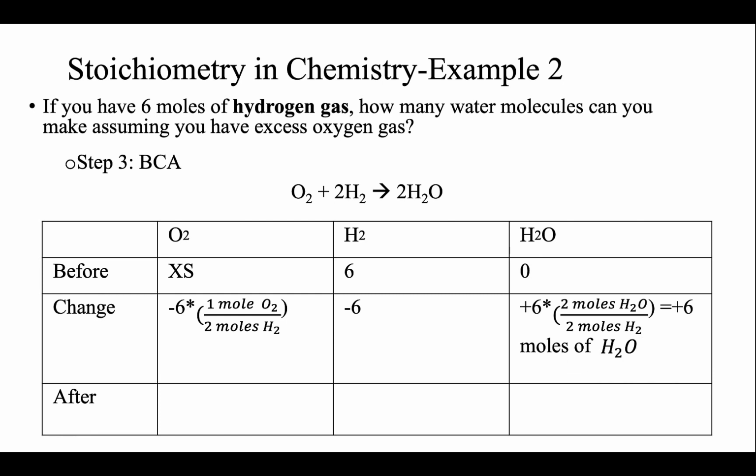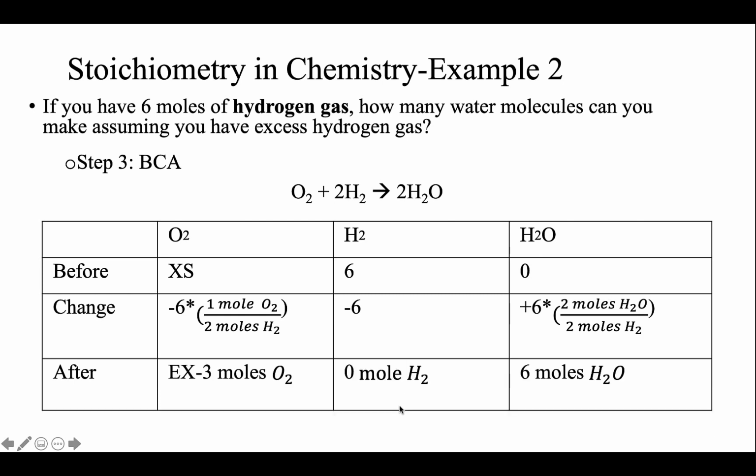So now what should I have after the reaction? Well, now I should have 0 amount of hydrogen gas left in the reaction because I've used it all. And for water, I should have 0 plus 6 moles of water because I have none to begin with and I have produced 6 in the reaction. And that should give me 6 moles of water at the end of the reaction.